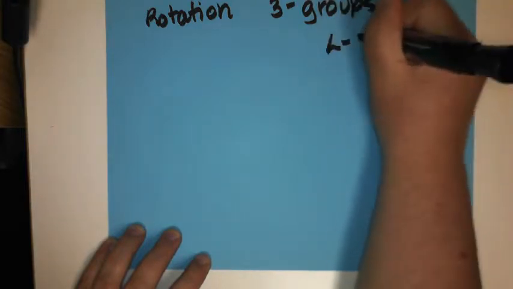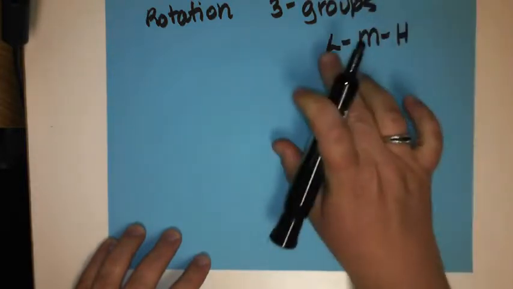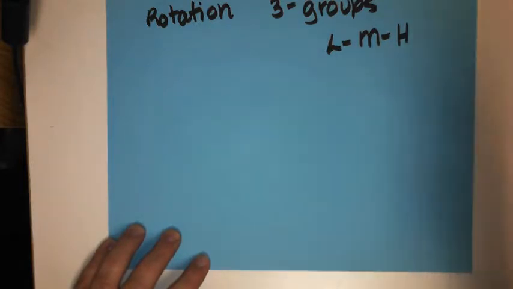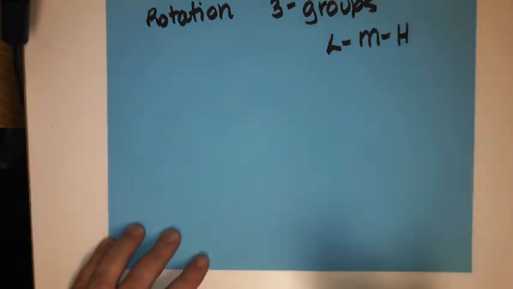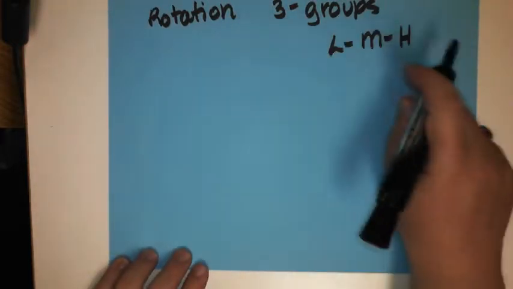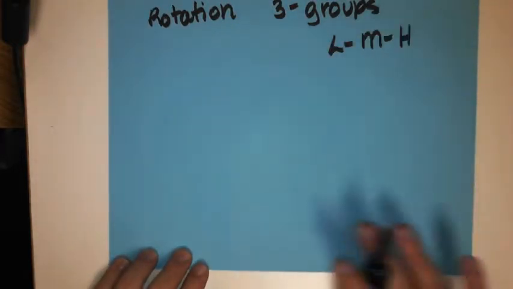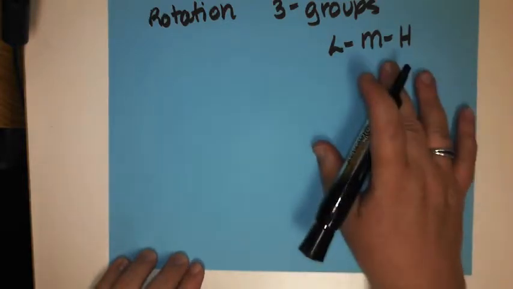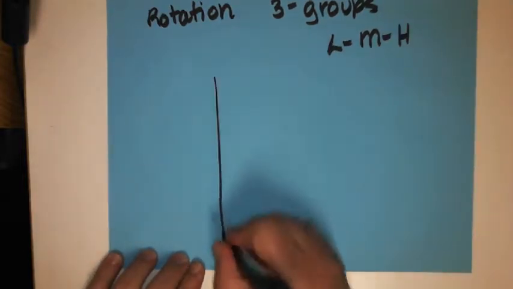So have a look. The first idea is a rotation schedule with three groups, thinking that you have a low group, a middle group, and a high group. Now, your low, middle, and high group is just so that you're teaching students at their level, around the same ability, and your groups will always be flexible. So this is just one example you can go through.